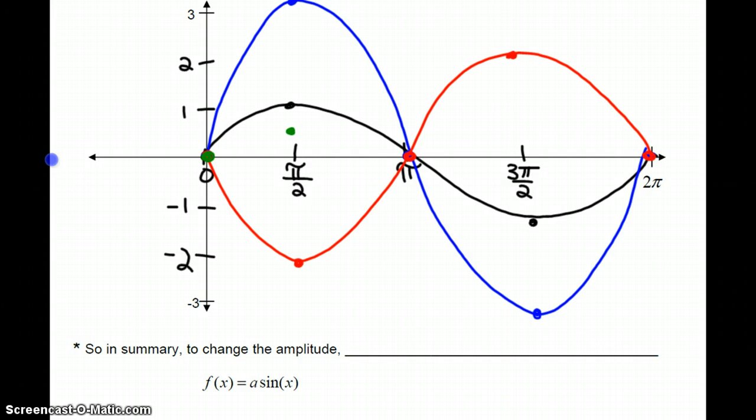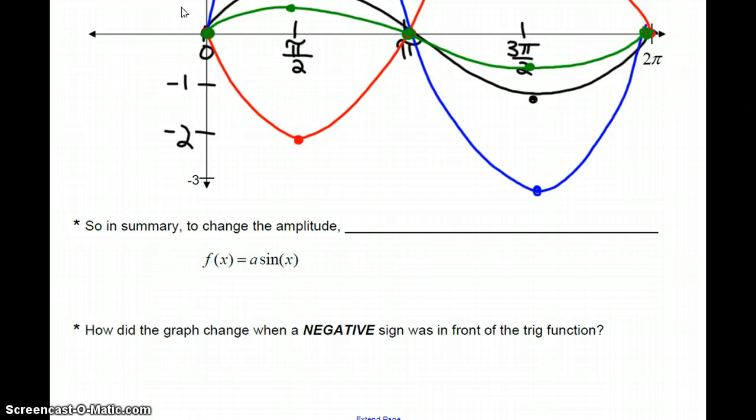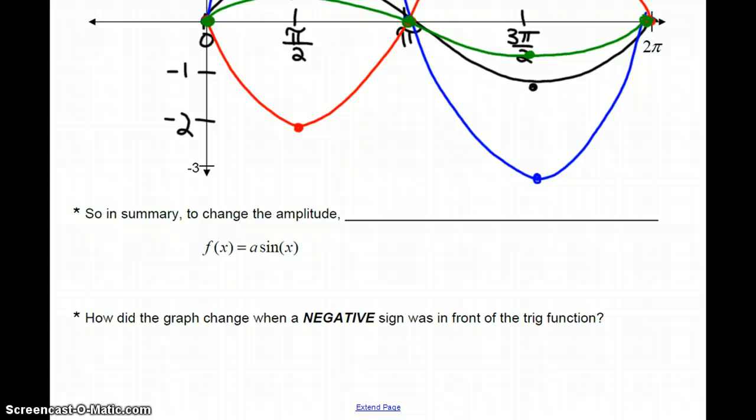Pi over 2, we're only at 1/2. Pi, I'm back at 0. 3 pi over 2, I'm at negative 1/2. And then back to 0. Go ahead and connect. And there's my graph of 0.5 sine of x. So now that we have all three of those graphed, let's make some conclusions on what we can do to change the amplitude.